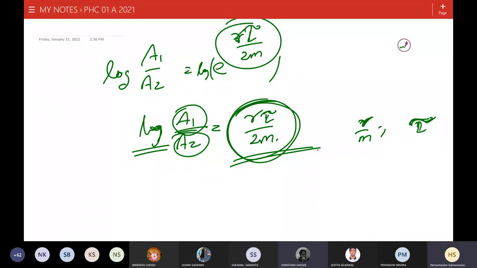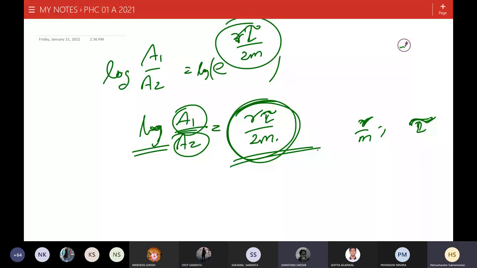Yes, sir. But wouldn't the tau keep changing? Like first it was t2 minus t1, but later we take t3 minus t2, and t3 minus t2 will not necessarily be equal to t2 minus t1.